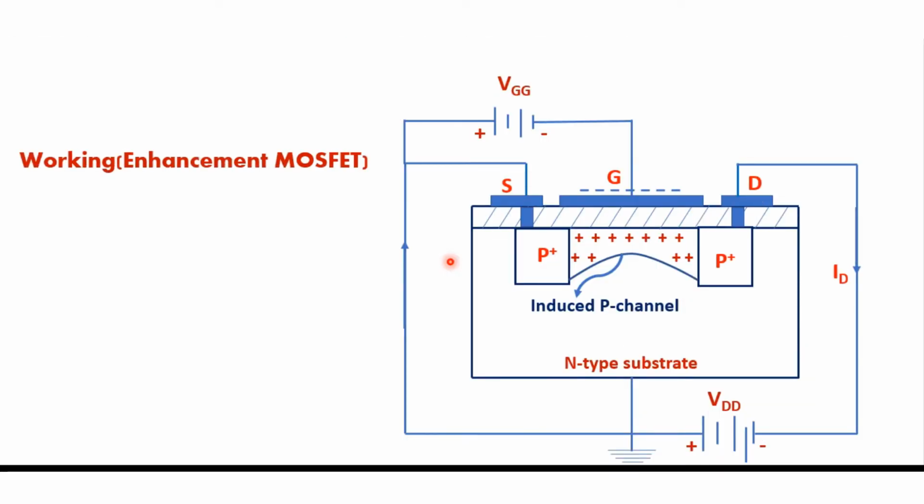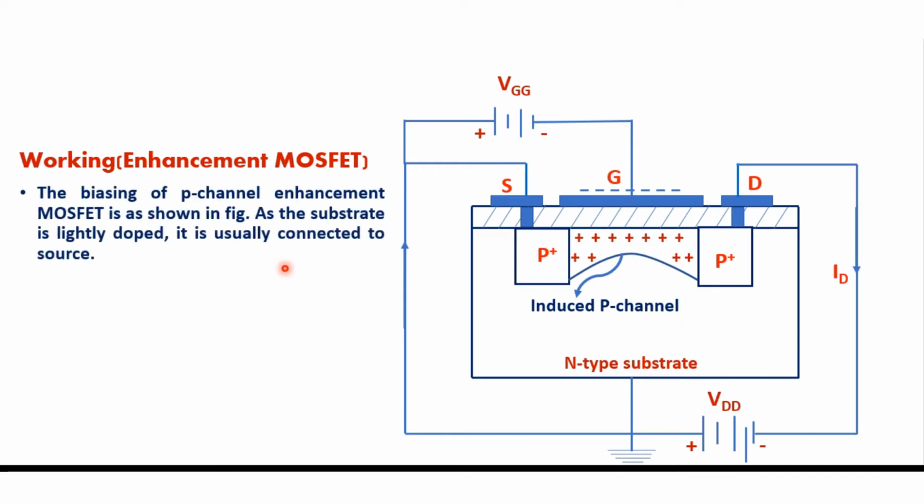Now here is the working of the enhancement MOSFET. We will study how this enhancement MOSFET works. So this is the circuit diagram of a P-channel enhancement MOSFET, which is shown by this particular figure. Here the substrate is generally kept grounded. The biasing of the P-channel enhancement MOSFET is as shown by this particular figure. As the substrate is lightly doped, it is usually connected to the source.